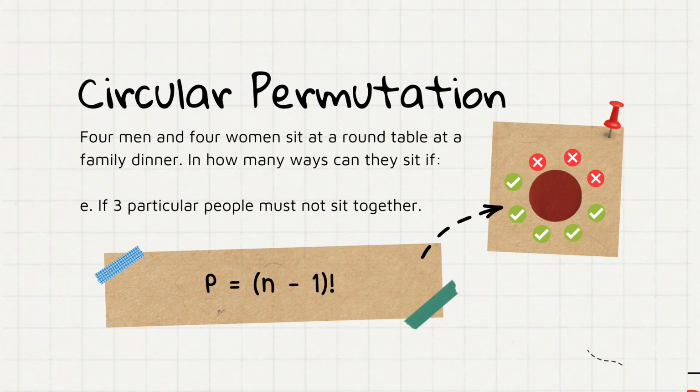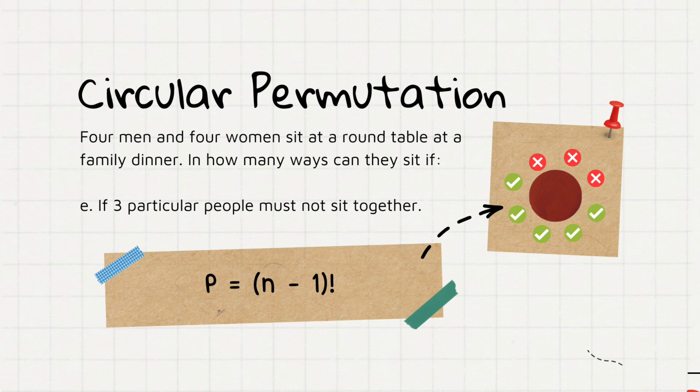Permutation is a mathematical technique that determines the number of possible arrangements in a set when the order of arrangements matters, while combination, on the other hand, is used to determine the number of possible arrangements in a set when the order does not matter. The formula for circular permutation is P equals the quantity of n minus 1, factorial. n is the total number of objects.